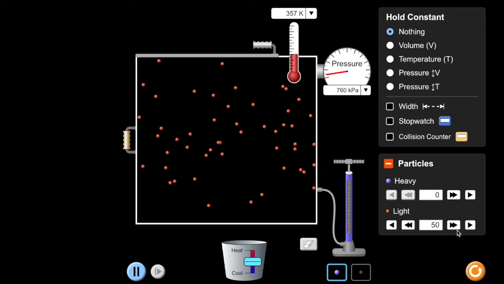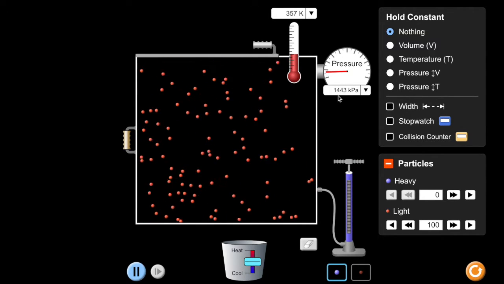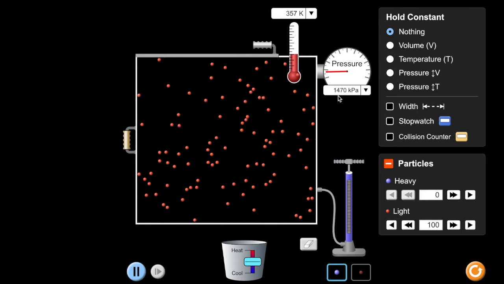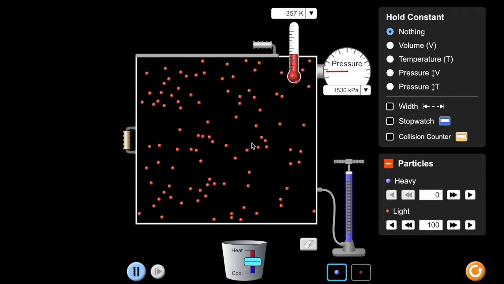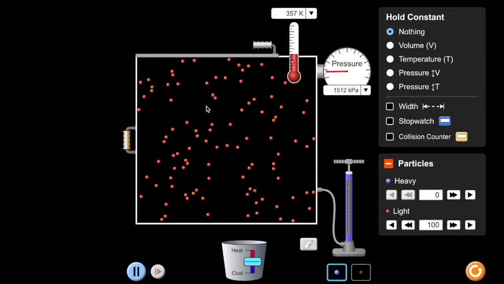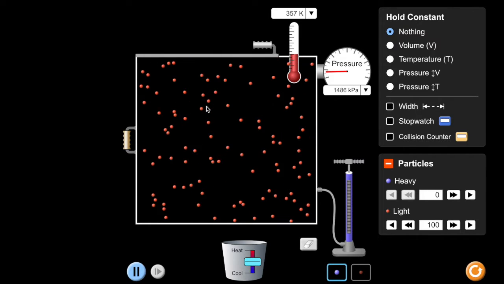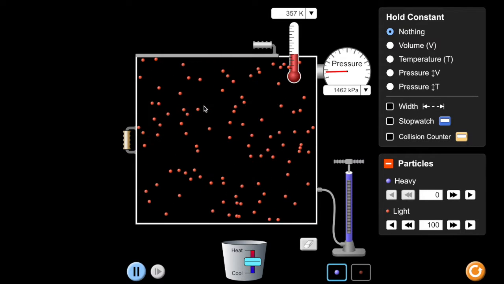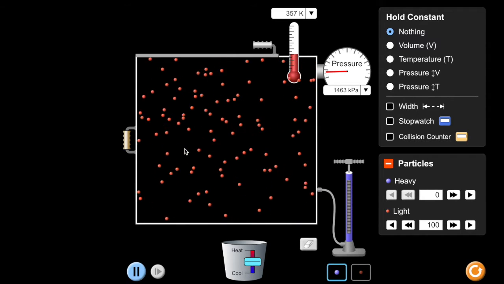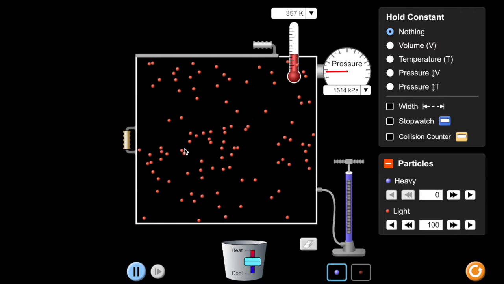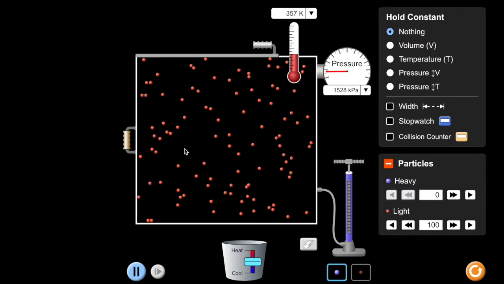So when we're at 50 particles, let's increase it to 100. And wow, look at that. Our pressure essentially doubled, right? So let's think again about what's happening here microscopically. As we introduce more particles into our container, we doubled the number of particles. We're getting a lot more collisions against the container. So a lot more collisions means a lot more force over the same area. So we're going to increase our pressure, okay?